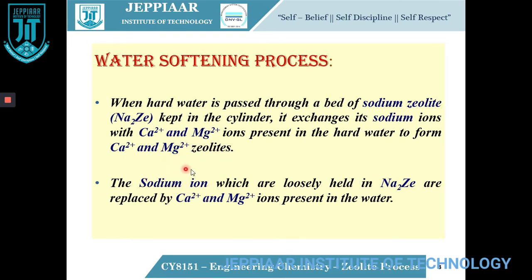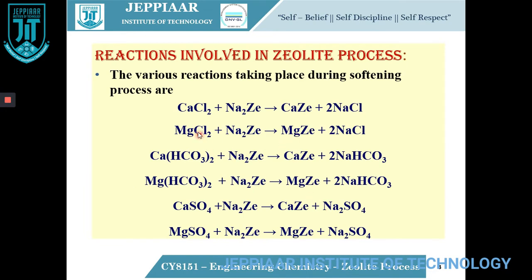That is because the sodium ions, which are loosely held in sodium zeolite, are replaced by calcium and magnesium ions present in the hot water. So these are the reactions involved inside the cylinder. When the hot water contains calcium chloride and magnesium chloride salt and is treated with the sodium zeolite, it will be converted into calcium zeolite and magnesium zeolite, and it will produce sodium chloride solution.